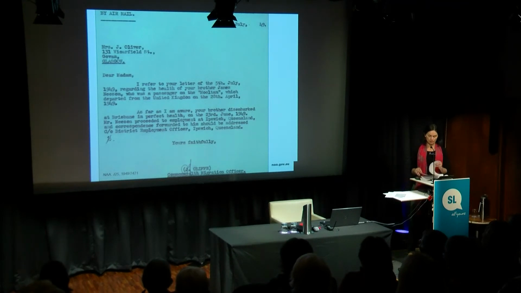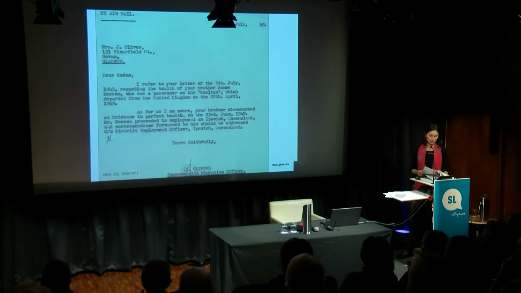And this is the reply from the Commonwealth Migration Officer. Refer to your letter regarding the health of your brother James Neeson, who was a passenger on the Multan. As far as I'm aware, your brother disembarked at Brisbane in perfect health on the 23rd of June 1949. Mr. Neeson proceeded to employment at Ipswich, Queensland, and they're just telling her where correspondence can be forwarded to him.